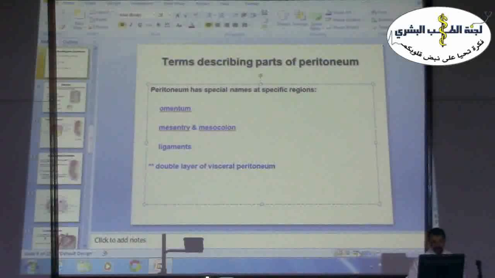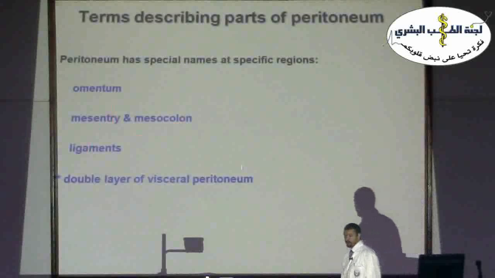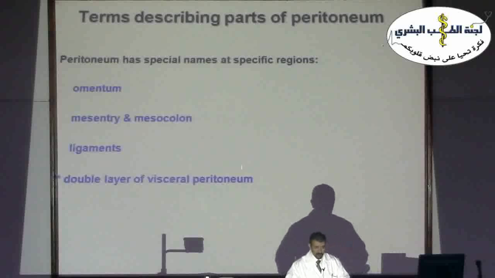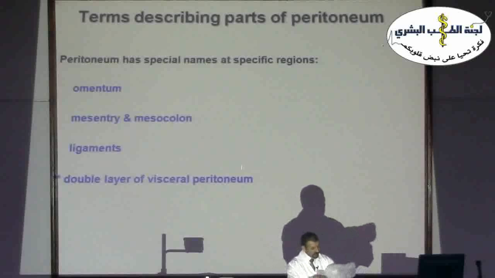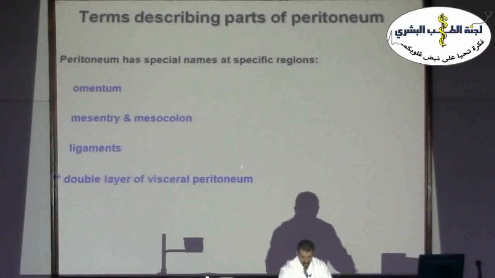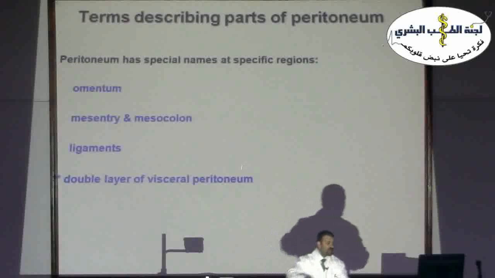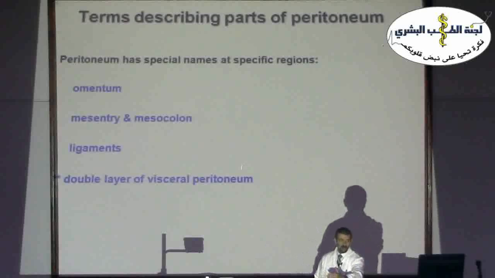If they are not a double layer of visceral peritoneum, they will not be omenta. Omenta is the plural of omentum, or mesentery, or mesocolon. Why double layer? Because for any organ to become completely covered, you need to cover it from anterior and posterior. So you need at least 2 layers, one anterior, one posterior to the organ. If it's not covered posteriorly, then it's not invested by peritoneum. It will be retroperitoneum. Okay?